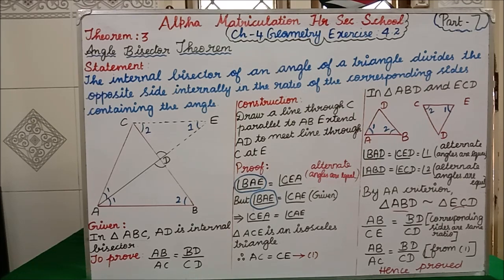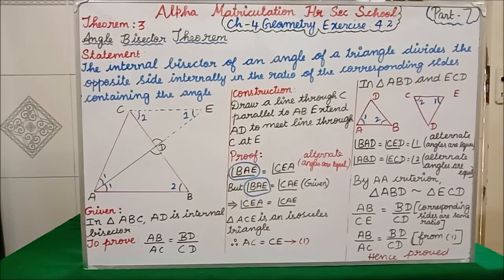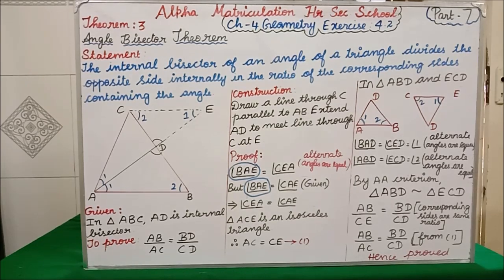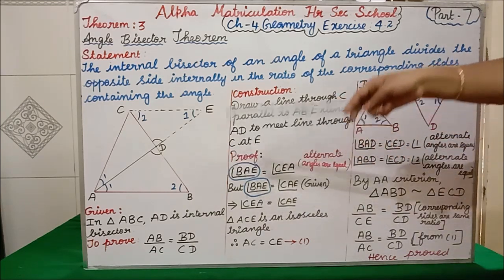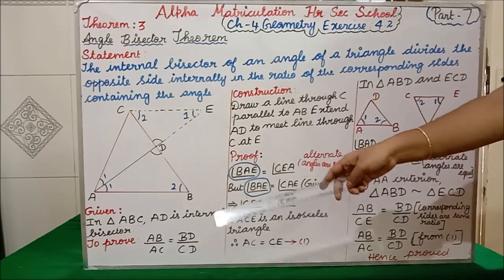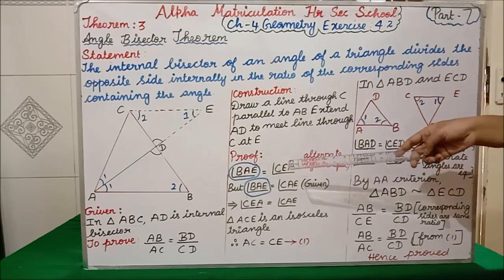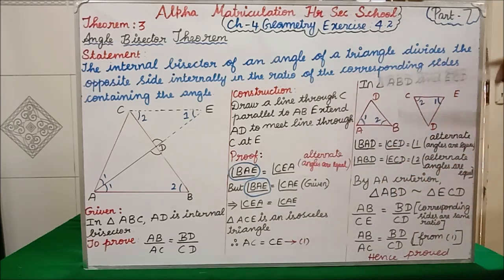Clear all of you? How will you write this classwork? First, you have to write the theorem number 3, angle bisector theorem. Then below that you write the statement. Then below the statement, immediately draw the diagram. Then after the diagram, you write given, to prove. Below that to prove, you write construction. Then below that you start proof. Proof continuously you have to write.